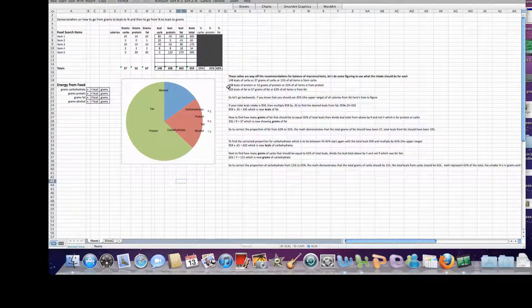And for protein, you can see I have set it up for you right here. If you're going backwards from percent down into grams, what you would need to start with is to know what the correct recommendation for protein intake is.